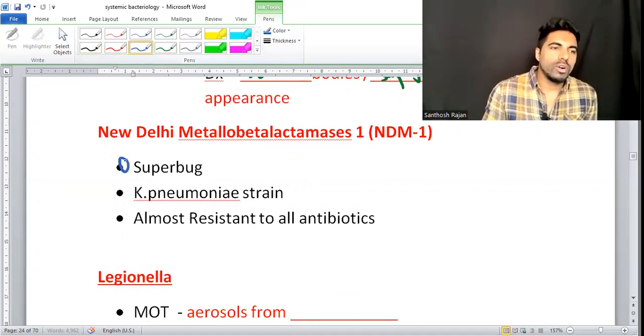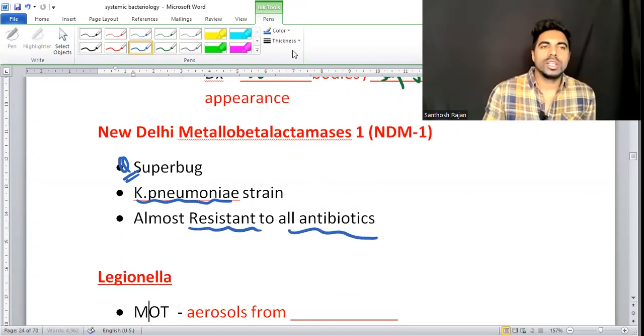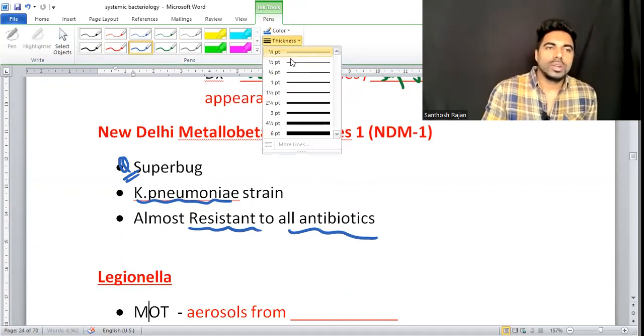It was found in Delhi only. It was identified initially in Delhi only, especially from the Klebsiella pneumoniae strain, the Friedlander's bacilli one. And it's almost resistant to all antibiotics. That's it. It was resistant to all antibiotics. That's the main thing they have found.